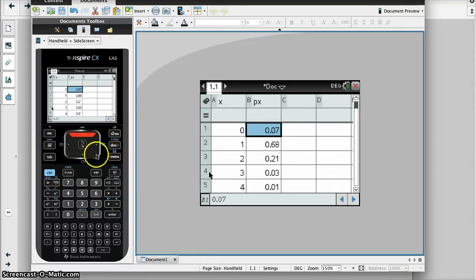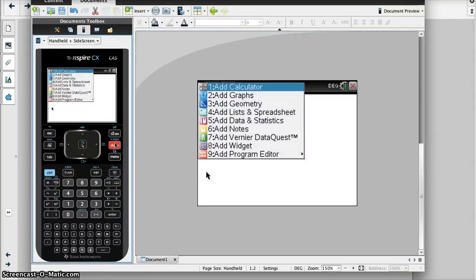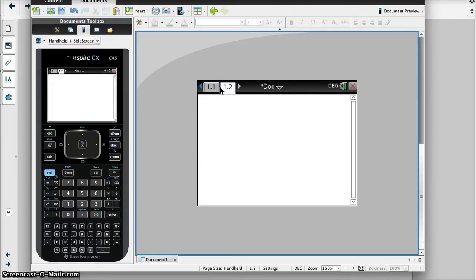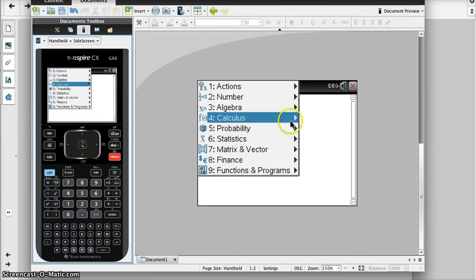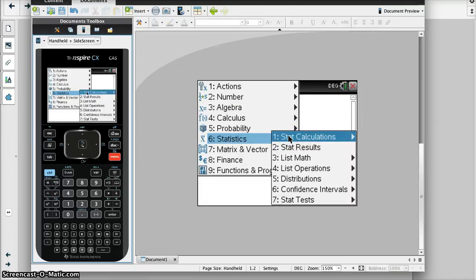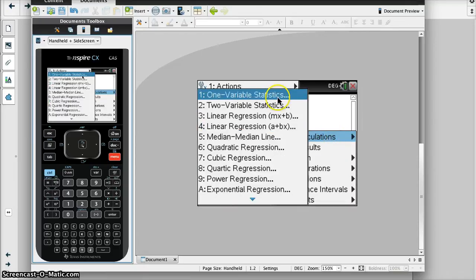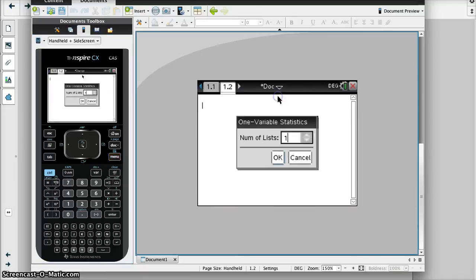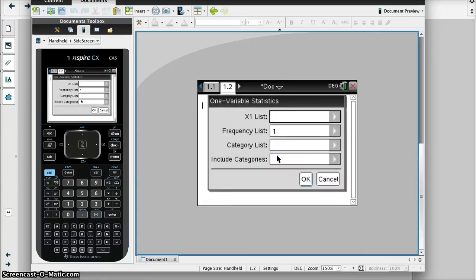So you'll go to Control Doc, and you'll add a calculator. And from that calculator, you'll select, as usual, Menu, Statistics, Stat Calculations, One Variable Statistics, Still One List, and here's where the change will come into play. Normally, we only select X1 list, but this time we've got to also include the probability.